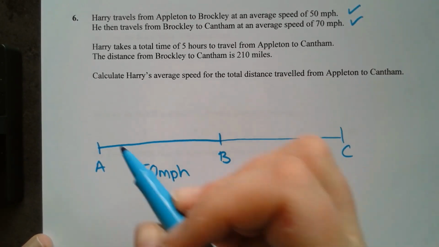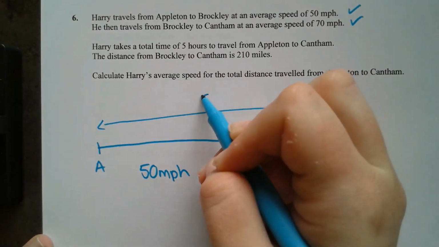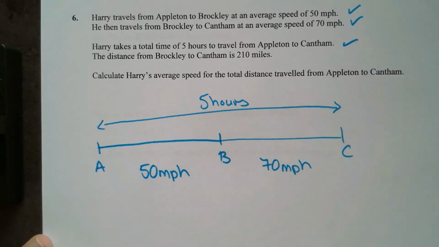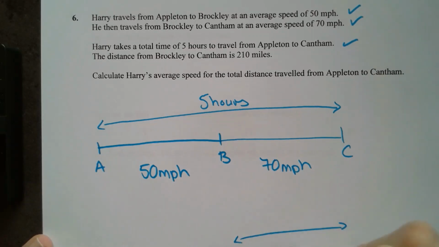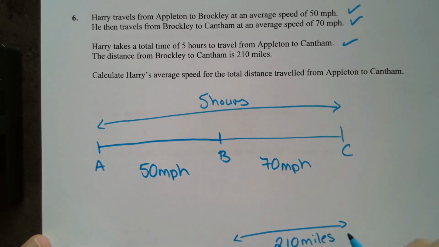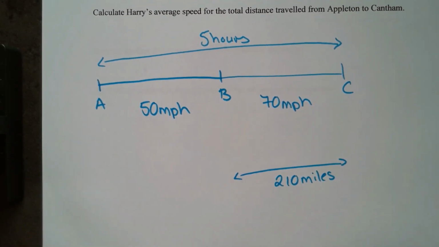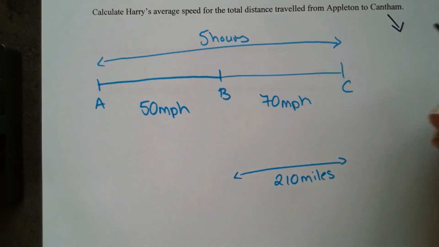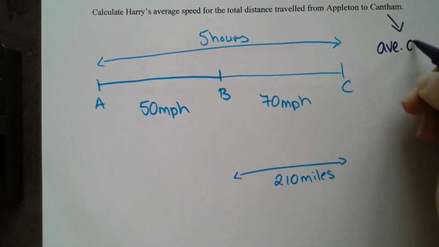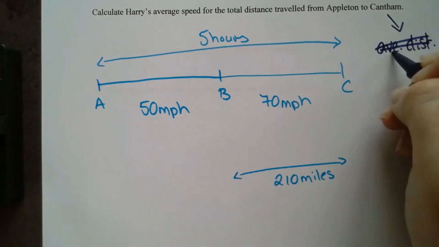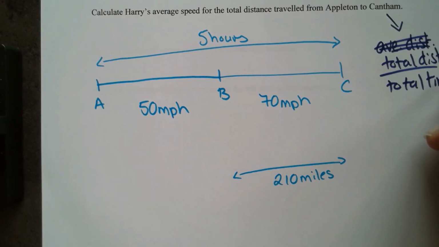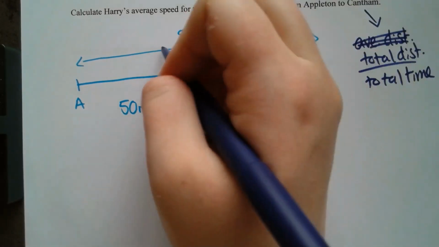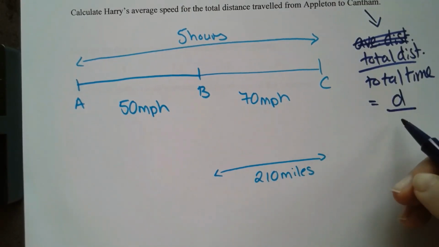Harry takes a total time of 5 hours, so this whole time is 5 hours from Appleton to Cantham, and the distance from Brockley to Cantham is going to be 210 miles. I'm then asked to calculate the average speed for the total distance travelled. It's important to remember that if I'm asked for an average speed, that's the total distance over the total time. We know the total time here is the 5 hours. We just need to find the total distance.